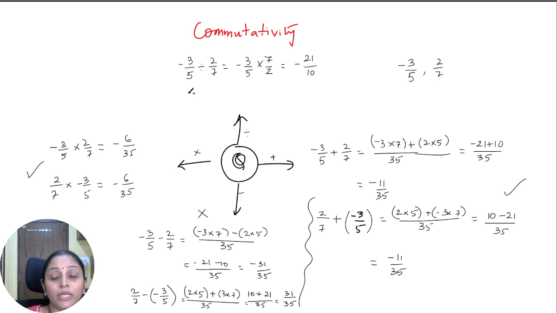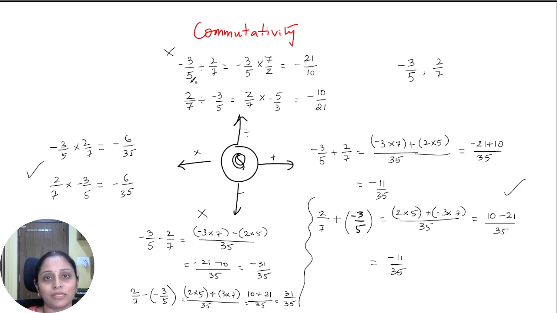When it comes to b divided by a, that is 2 by 7 divided by minus 3 by 5, this can be written as 2 by 7 into minus 5 by 3, the reciprocal. This is nothing but minus 10 by 21. Now you will see that these two are not equal, therefore division is not commutative for the set of rational numbers, right? Now let's quickly look at what they have given in the textbook.